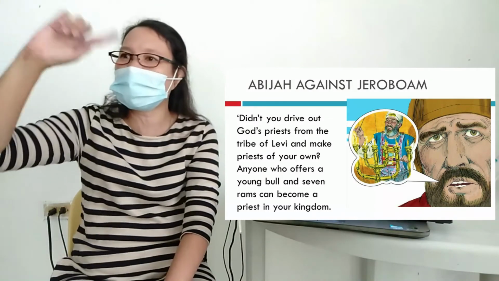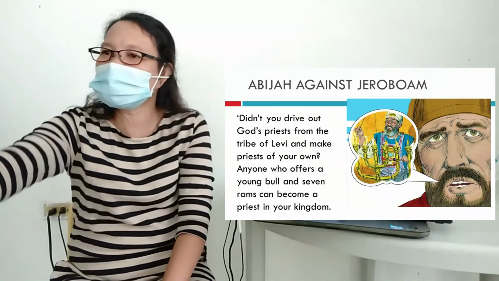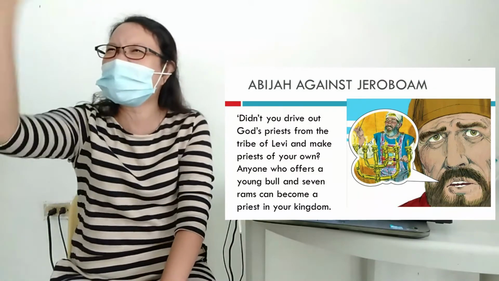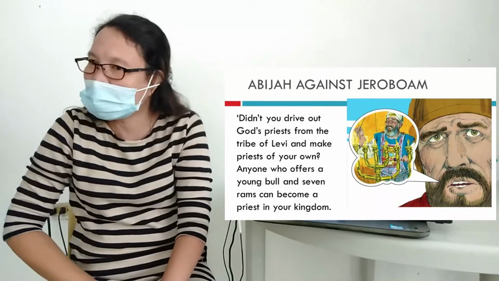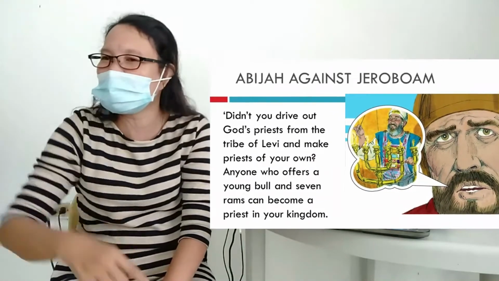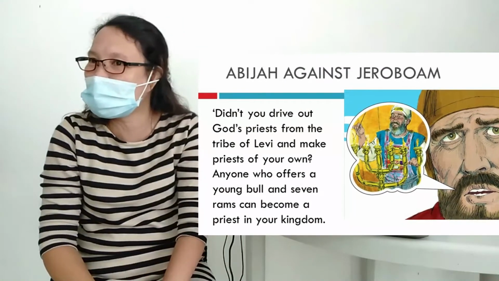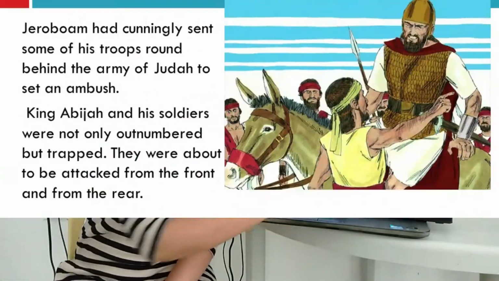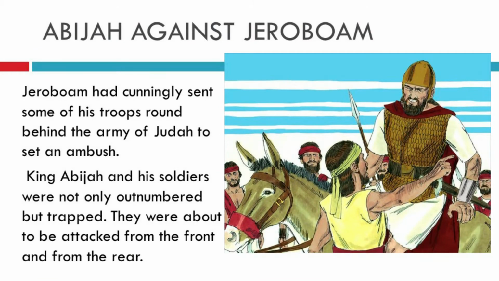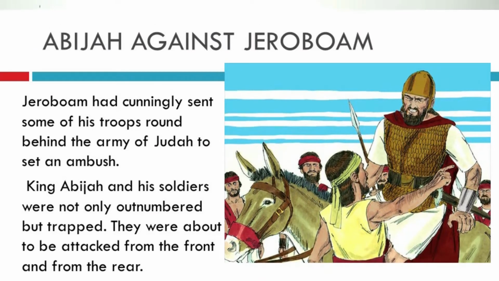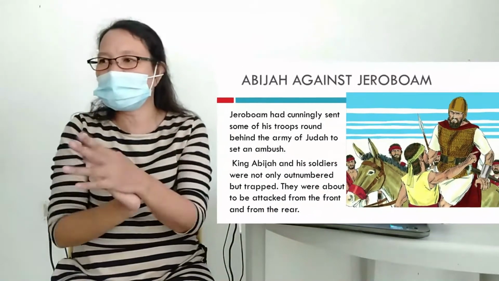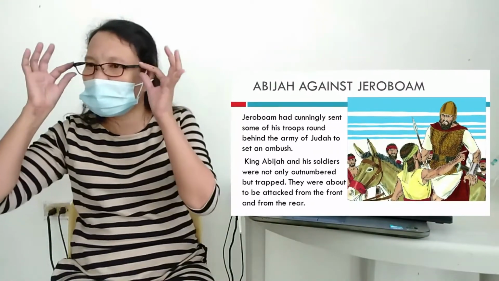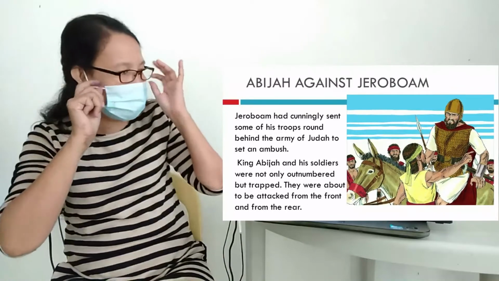Abijah was saying, God is with us. He is our leader. He is our priest. But you worship animals. Oh, Abijah's words to Jeroboam were harsh. And Jeroboam had gotten his men ready. Look at this, Samuel. They are going to fight now. Now the fight will begin. What happened?